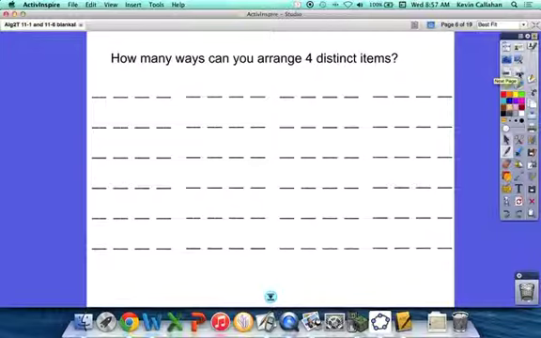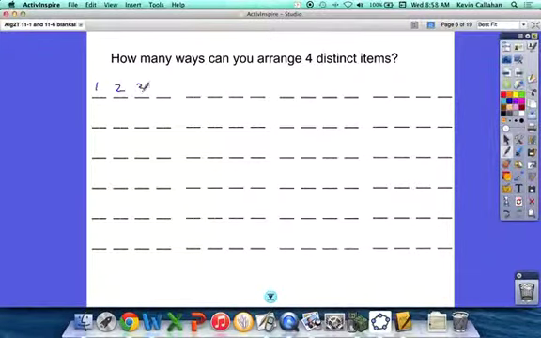Okay. Now we move on to something a little bit different. How many different ways can you arrange 4 items? You know, if I have like 4 books on a shelf, how many different orders are there for me to put them in? So let's say I number them. I'm just going to call them each 1, 2, 3, 4. So here's the first way I could arrange them.